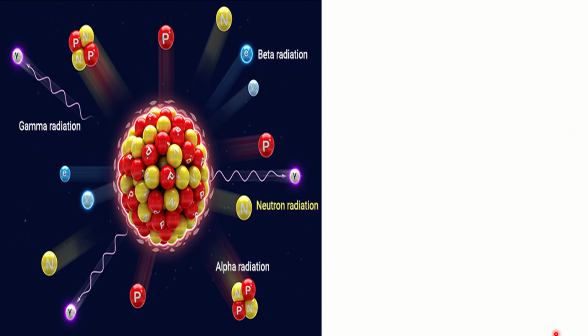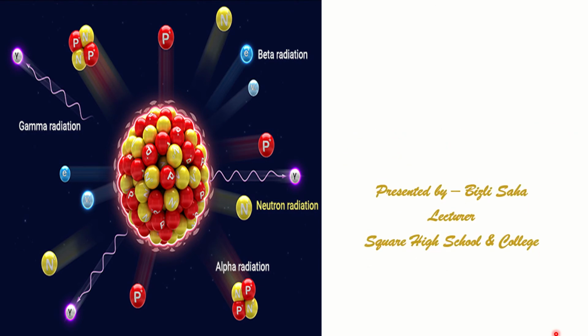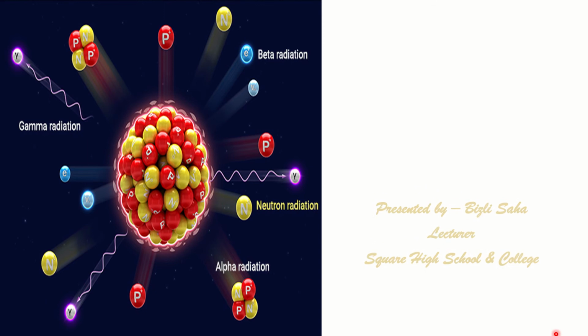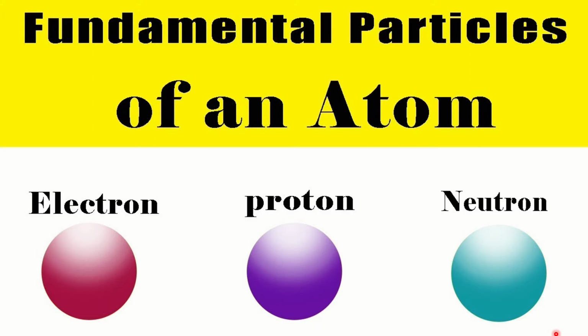We are talking about chapter 3 of your chemistry book, Structure of Matter. Last class, we had learned atom, molecule, symbol, formula, etc. Today, in this class, we will learn fundamental particles of an atom, atomic number, mass number, isotope, isobar, isotone, etc.